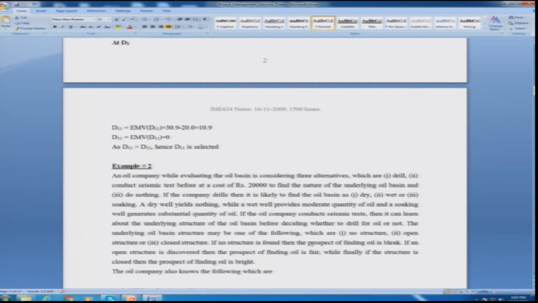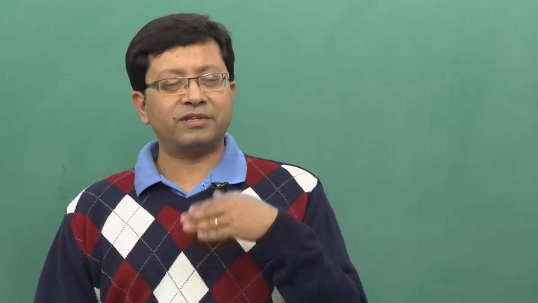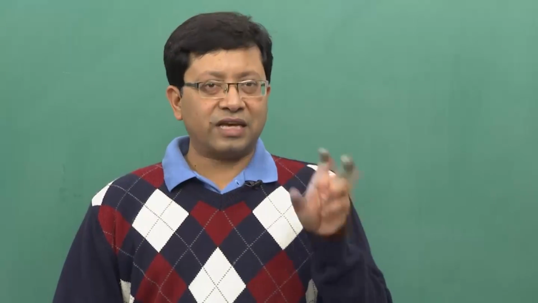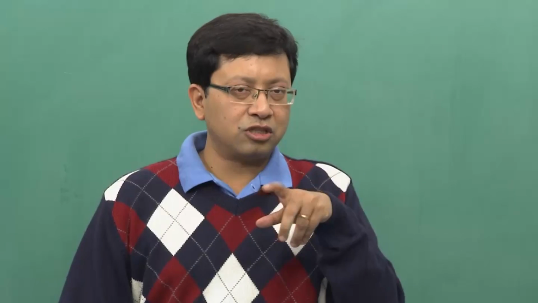Now, if no structure is found, then the prospect of finding oil is very bleak, almost 0. If an open structure is found, then the probability of finding oil is fairly high, and if the structure is closed, then the prospect of finding oil is very high, that means the probability is very high. So, these are the qualitative feel of the problem. Now, I will slowly give you the probability sense of how this whole situation makes sense, so that you have all the values in the quantitative sense.